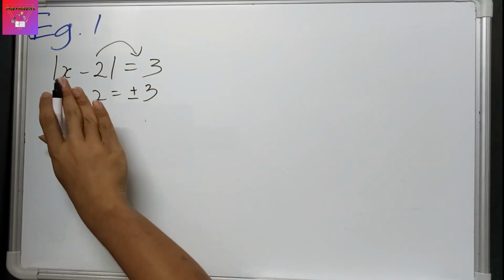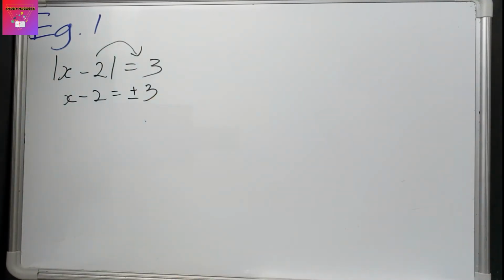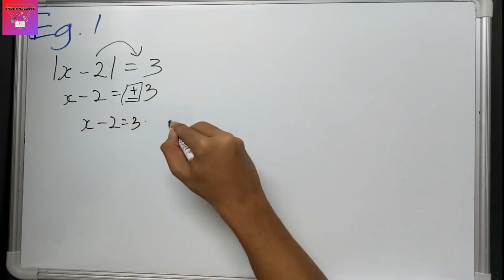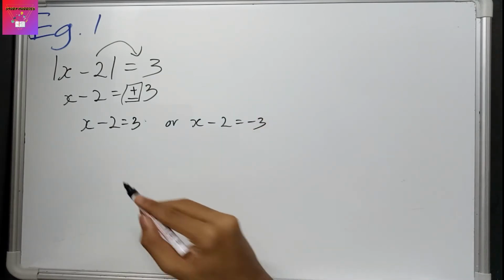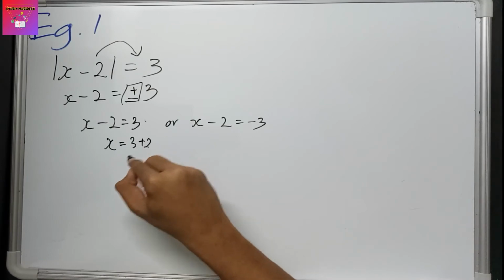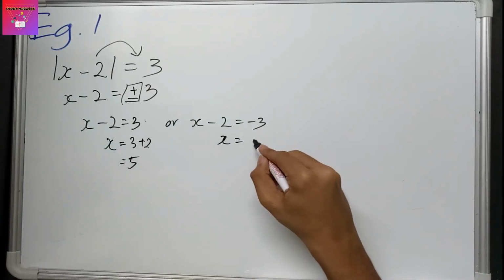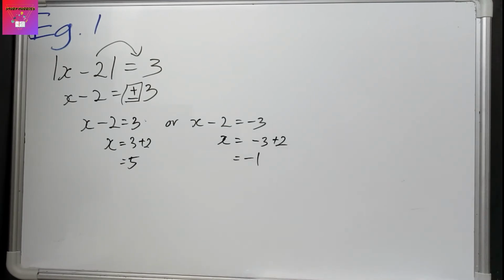When you bring modulus from one side to the other side, it becomes a plus minus. Once you see a plus minus, you have to split the equation into 2, which means you'll get x minus 2 is equal to 3, or x minus 2 is equal to negative 3. So x minus 2 equal to 3 is x equals 3 plus 2, in which you're going to get 5, and x minus 2 equals negative 3 is x equals negative 3 plus 2, in which you're going to get negative 1.